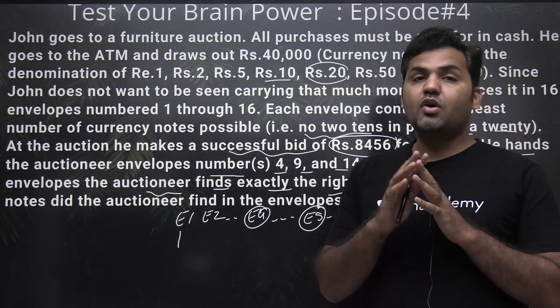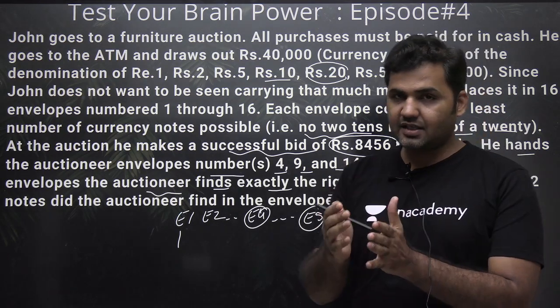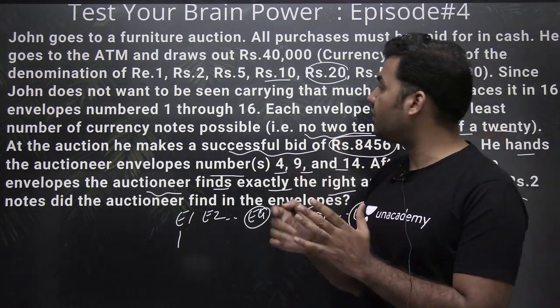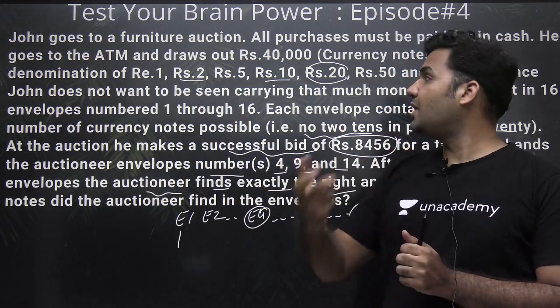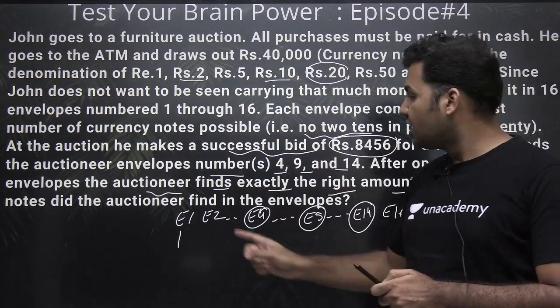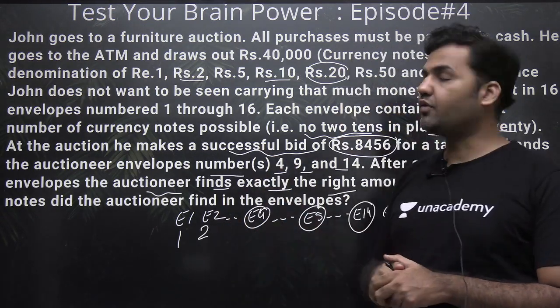Now, if he wants to pay 2 rupees, right? Let's say he's purchasing something worth 2 rupees, then there has to be an envelope which should be able to hand over 2 rupees. So in envelope number 2, he will put one note of 2 rupees.